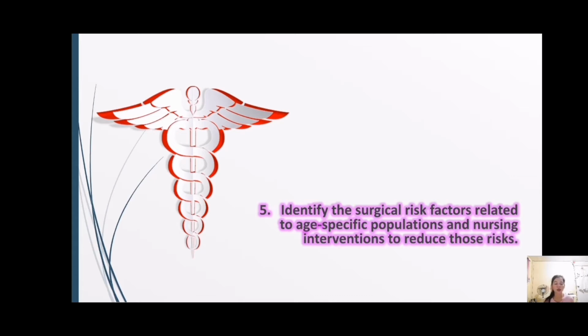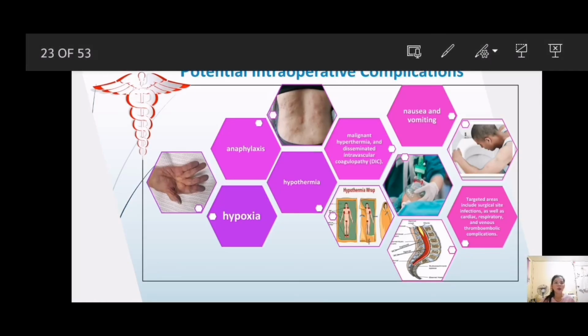I'm here to discuss objective number 5: identify the surgical risk factors related to age-specific populations and nursing interventions to reduce those risks. The potential intraoperative complications are nausea and vomiting, malignant hyperthermia, anaphylaxis, hypothermia, hypoxia, and a target area, which includes the surgical site infection.